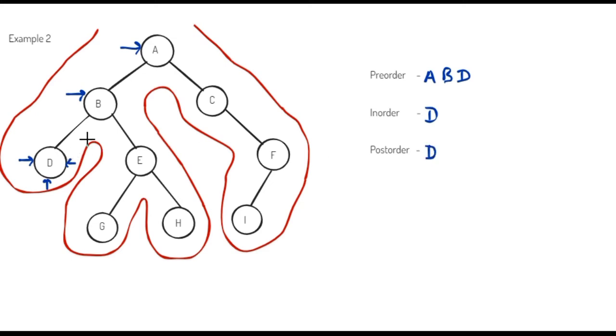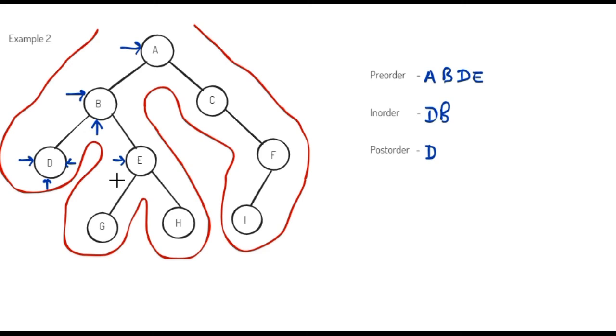Now we will move to node B. B is visited second time, so the pointer direction will be bottom to top. So we will add B in the in-order list. Now node E is visited. Since E is visited for the first time, the pointer direction will be left to right. So E is added in the pre-order list.